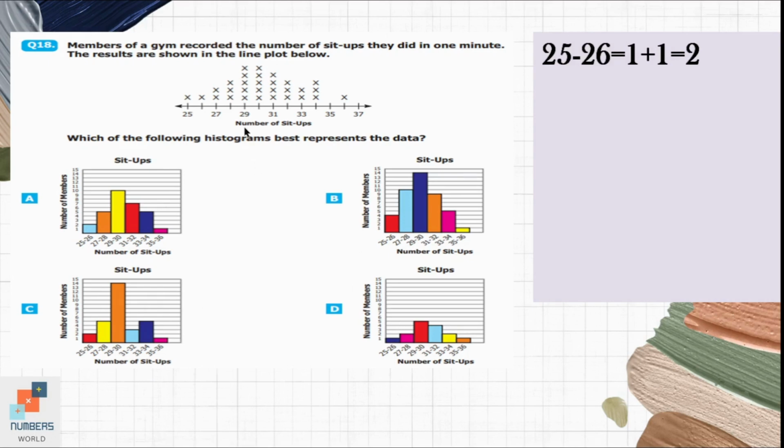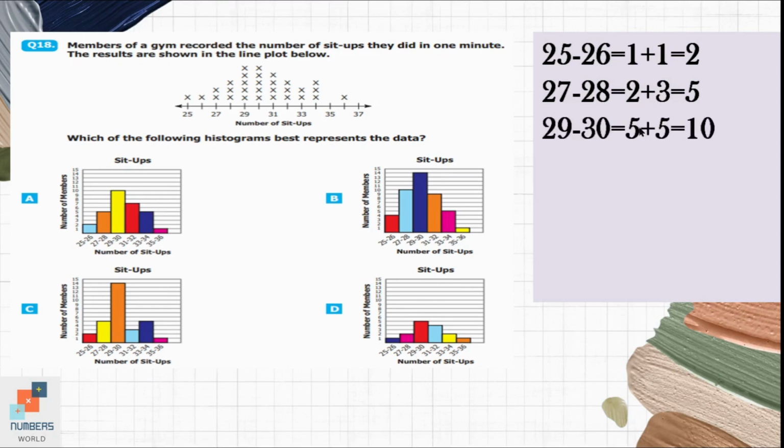Now let's find out the value for the second bar. There are 2 crosses at 27 and 3 at 28. Total is equal to 5, which is represented in option A and C both. Let's move towards the third bar. 5 crosses are at 29 and 5 at 30. The value is 10. So we can clearly see the third bar of option A is representing 10, whereas the value is 14 for the third bar of option C. So option A is the correct one, but let's verify the other values as well.